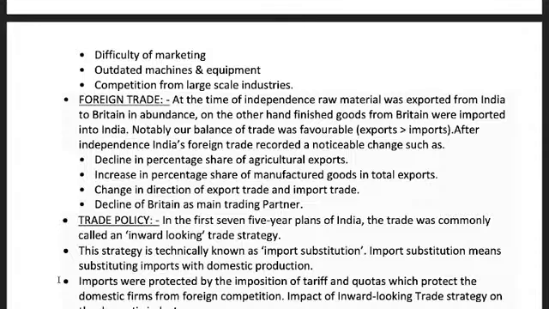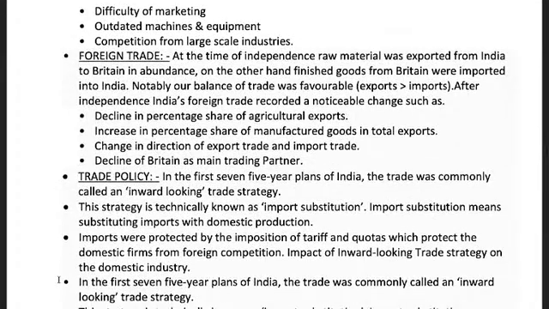Trade policy. In the first 7 five-year plans of India, the trade strategy was commonly called inward looking trade strategy. This strategy is technically known as import substitution. Import substitution means substituting imports with domestic production. Imports were restricted by the imposition of tariffs and quotas, which protect domestic firms from foreign competition.